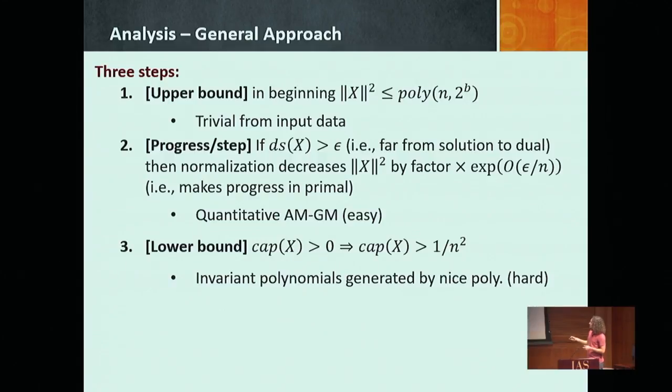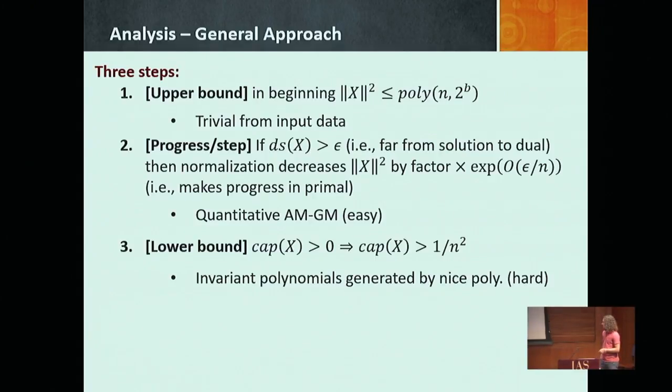And now what we need to show is that if we're far from d-stochastic, or more generally, if we're far from the solution to the dual problem, then normalizing X decreases its norm by a factor which is exponential in epsilon over n. Normalizing in any coordinate that's far. So the question is, any normalization for any bad coordinate, if you make it good, decreases the norm of X by this big factor, which means that we make significant progress in the primal problem. And this follows from a quantitative version of AM-GM, so we're not going to break too much of a sweat doing this.